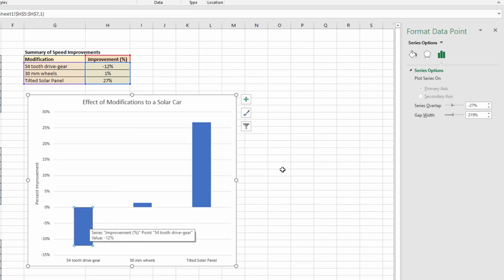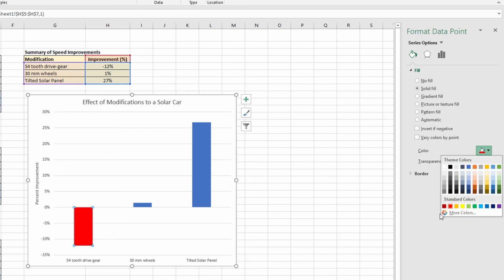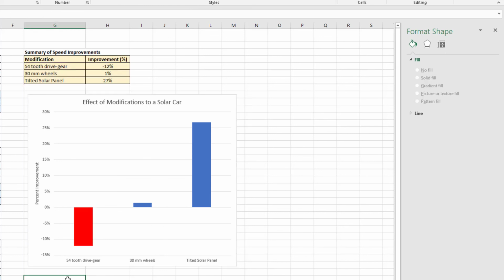So what I'm going to do is come across to here, choose that bucket there, and click on fill, and I'm going to make it a solid fill, and I'm going to make it, actually it did it for me, I'm going to make it red, because red sort of means negative. So now when I click away, that's a pretty good looking graph, isn't it?